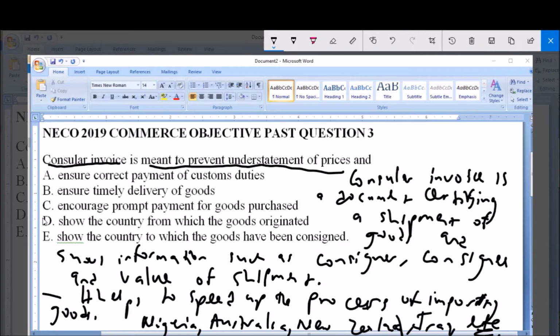Now, option B says ensure timely delivery of goods. Now, timely delivery of goods, that is making sure that the goods are delivered on time, goes hand in hand with a faster importation process. So the faster or earlier the goods are imported, the more timely the goods are delivered to where they are supposed to be delivered. So option B, ensure timely delivery of goods, is one of the functions of the consular invoice. So option B is the correct answer.